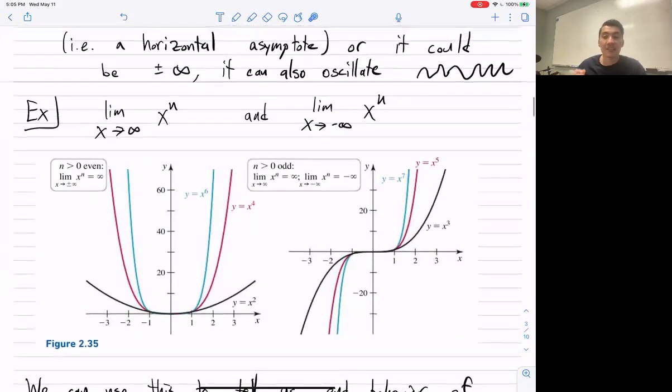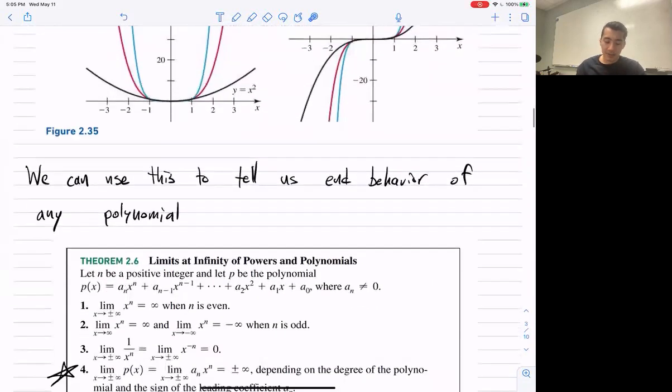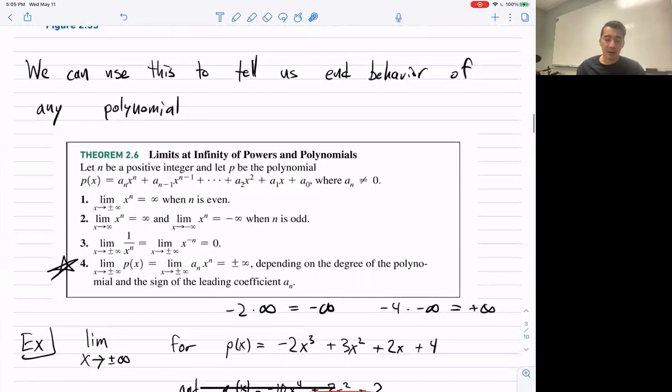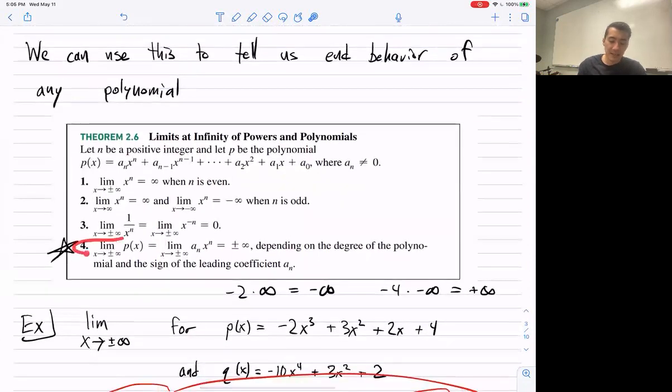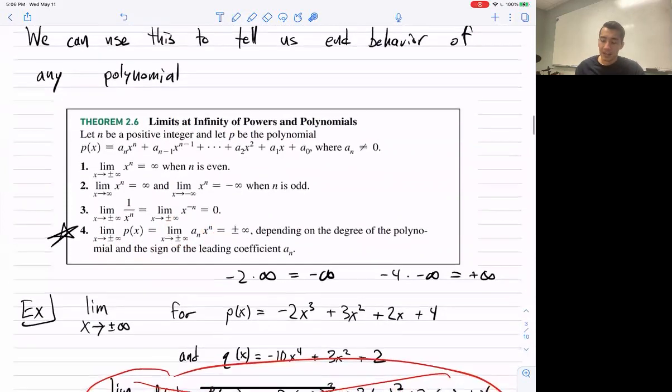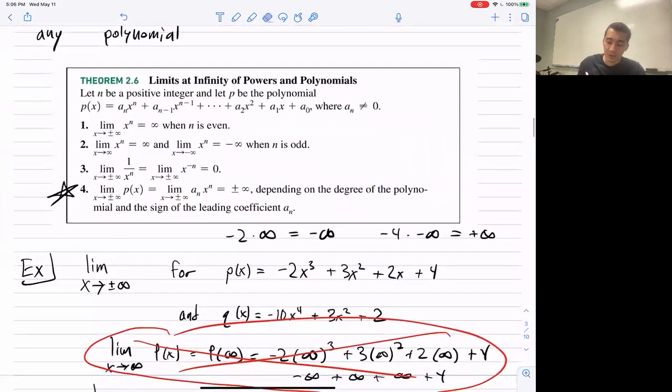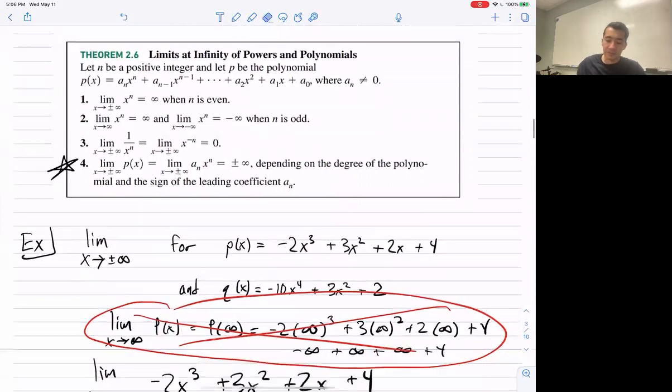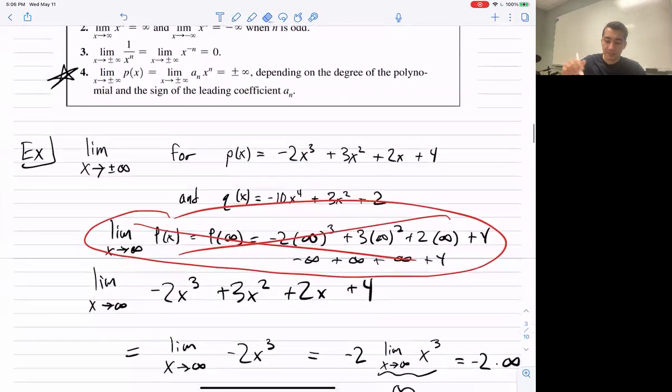And we can actually use these to tell us what the end behavior is of any polynomial. Here's the idea, limits at infinity of polynomials. This is the key idea right here: if you want to take the limit as you're going to infinity of any polynomial, just take the limit of the leading term. And then if the power is even or odd, we know what's happening.